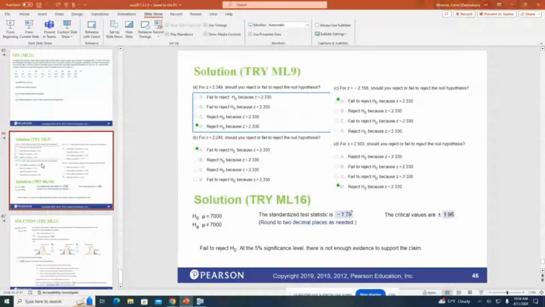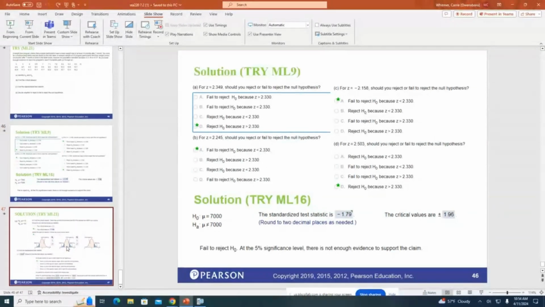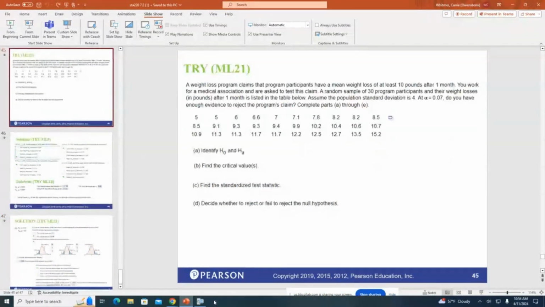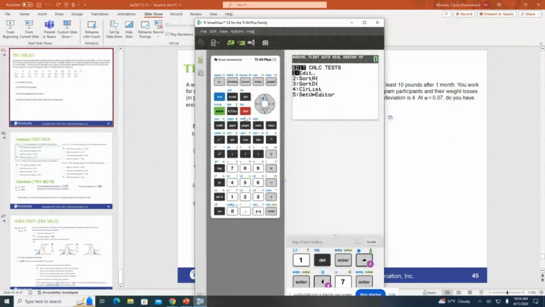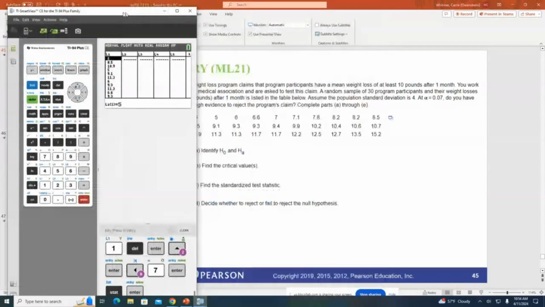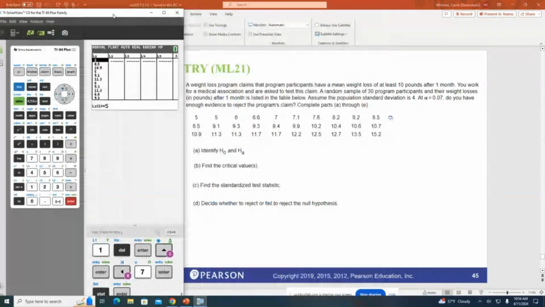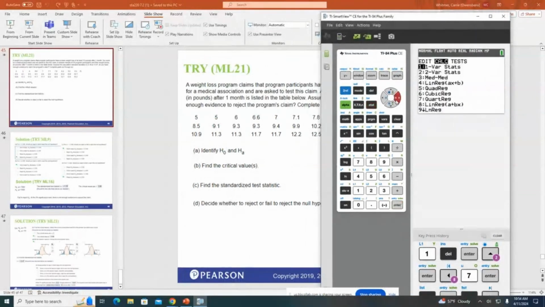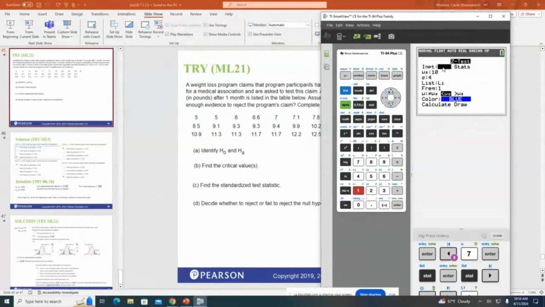Okay, we're on 9 and 16, okay? When you get to 21, you're going to need to type this data in on your L1. So I went to Stat, Edit, typed in all of those numbers there. And then when you go to find the critical values in the standardized test statistic, you can go to Stat, over to Test, and do the Z-test. This time you choose that it's data.